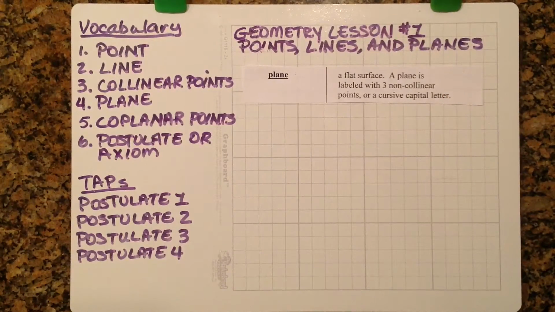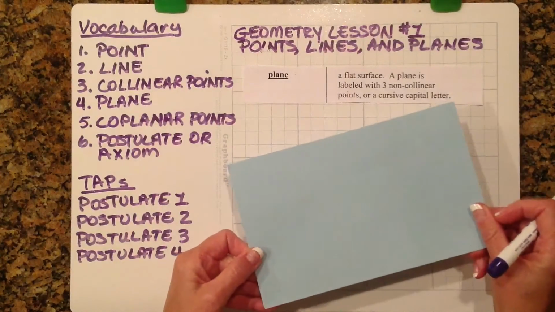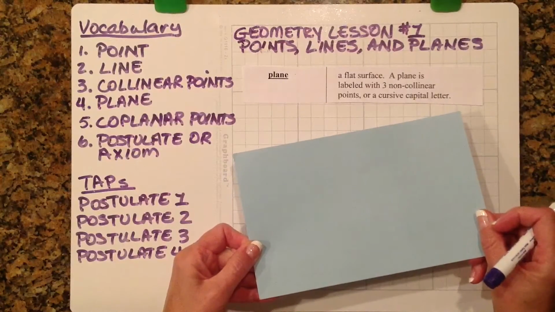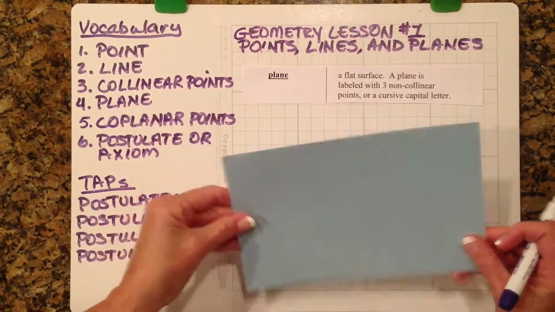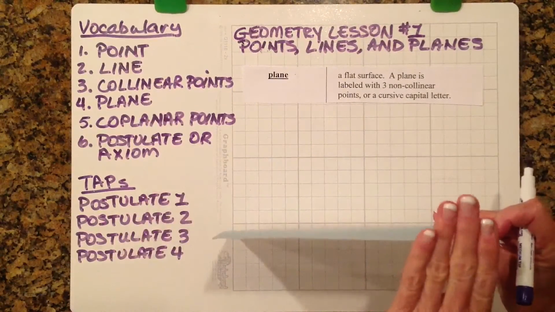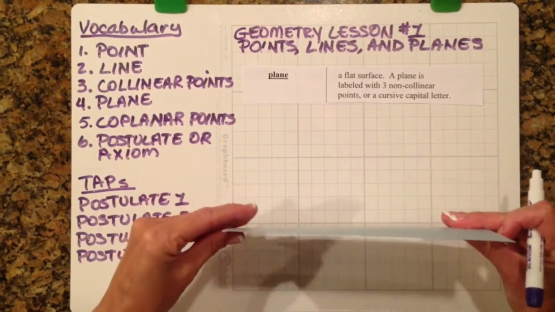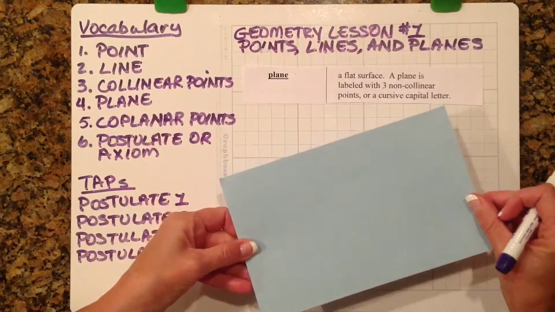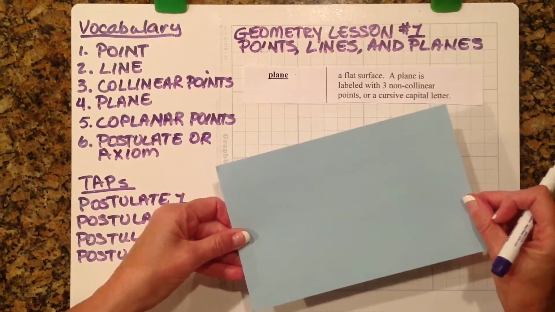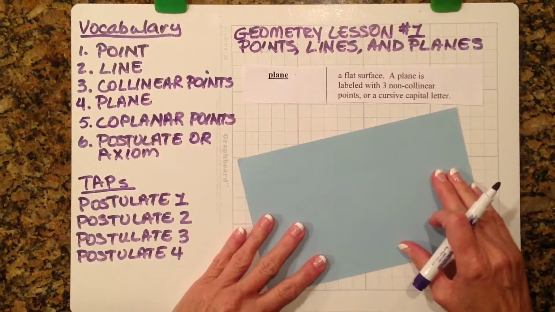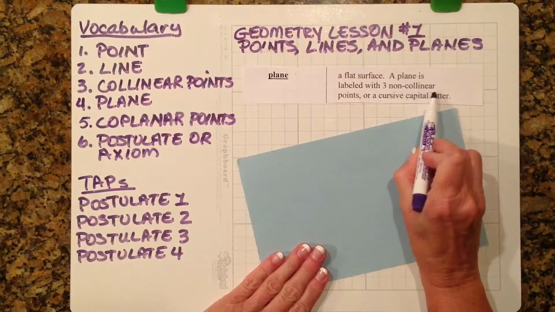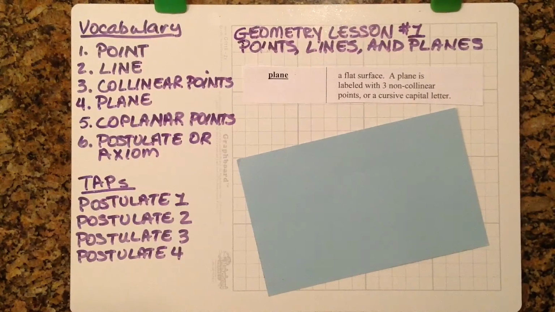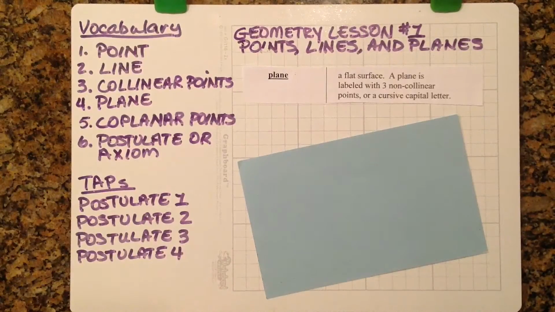And a plane is a flat surface. A plane is like a sheet of notebook paper. It has length and it has width. It has no depth. Okay, pretend that this totally has no depth whatsoever. So when I think of a plane, I think of a piece of paper. It's a flat surface. A plane is labeled with 3 non-collinear points or a cursive capital letter.